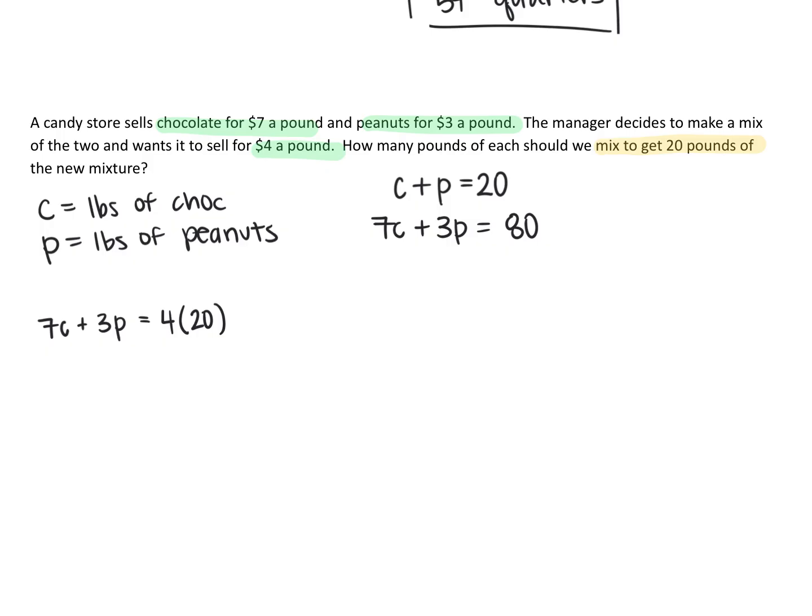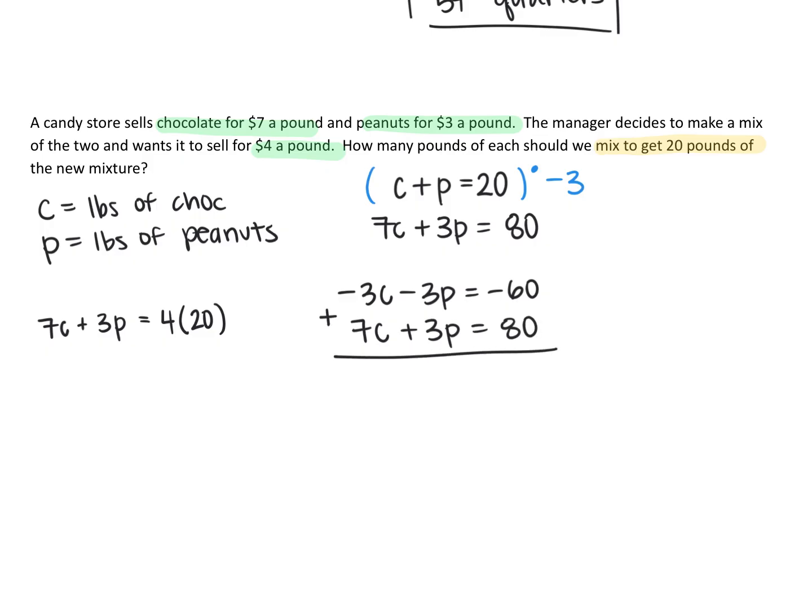Now I'm going to solve this system by elimination. I'm going to go ahead and eliminate P by multiplying the first equation by -3. So we get -3C minus 3P equals -60. Our second equation, 7C plus 3P equals 80. Add the equations together. We'll get 4C equals 20. Divide by 4, and we get that C is 5.